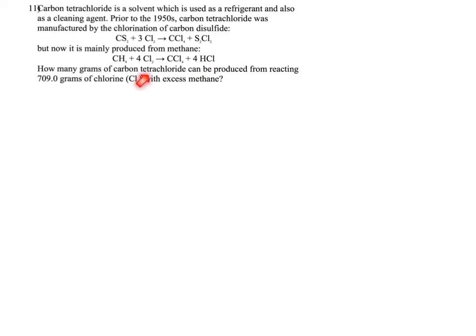Okay, so we've got to figure out what carbon tetrachloride is, and it says it can be produced, so obviously it's one of these things on this side. We know it has carbon in it, and we know it has chloride or chlorine in it, and tetra means 4, so here's our carbon tetrachloride.